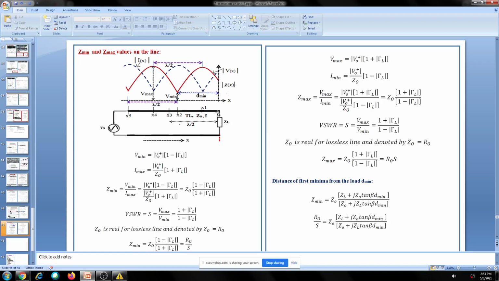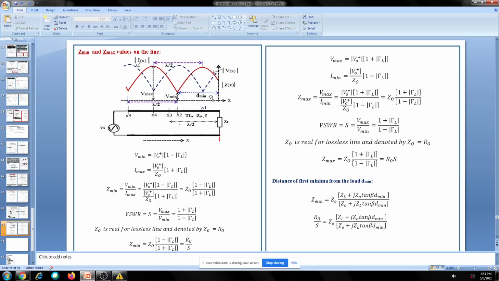Okay, so as you start from load and move like this, impedance is ZL here, and if you move like this, voltage increases and reaches maximum here. So impedance is maximum at x1. If you move further, impedance changes, and whenever you come to x2, voltage is minimum, so impedance becomes minimum here, Z minimum. What is that value?